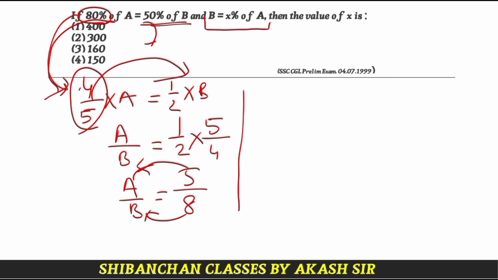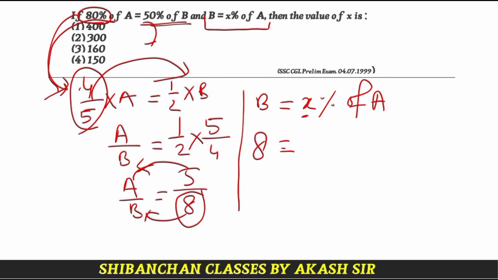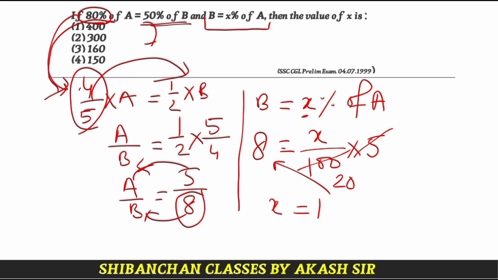Now what has been asked? B equals what percent of A? This is our question, and we have to find out the value of x. Now simply, you know the value of B. You can simply put it here, B. And x% means x by 100, and of means into A, which is 5. Okay, now you can cut it. 5 20s are 100, and simply cross multiply, x equals 160. And this is your answer, option number C.